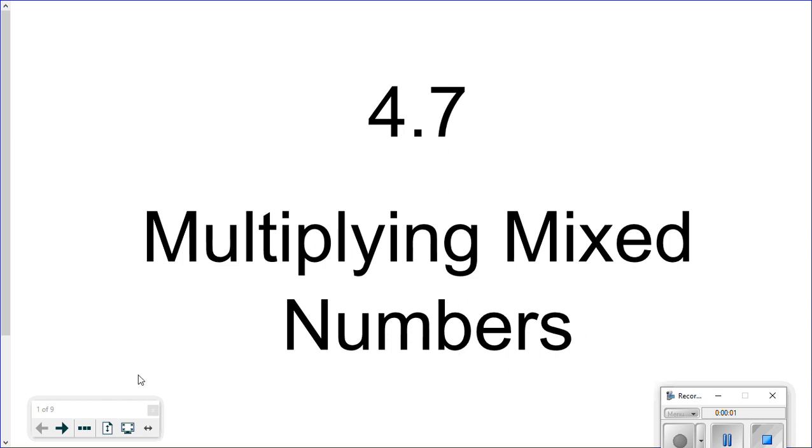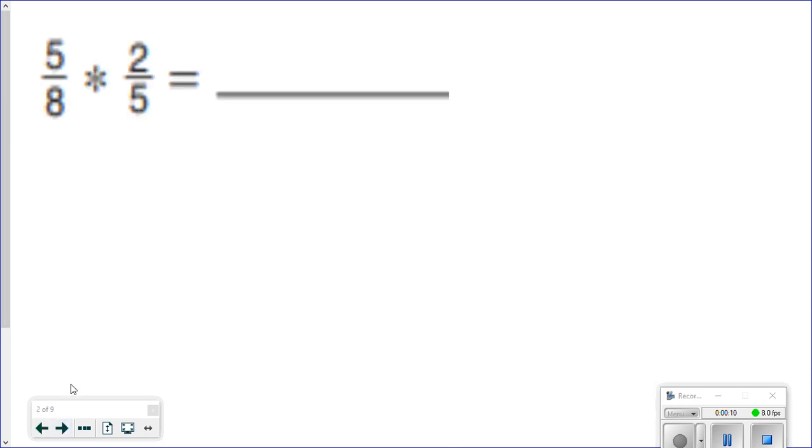Hello, sixth graders. Today we're going to be multiplying mixed numbers. Watch really carefully as I'm solving these. We're going to be doing a lot of that multiplying then adding. And just take a look here, okay?